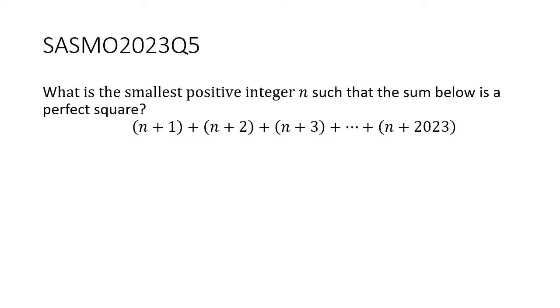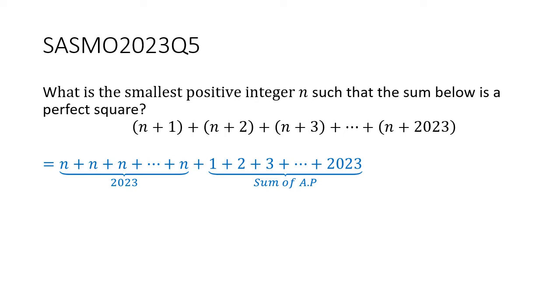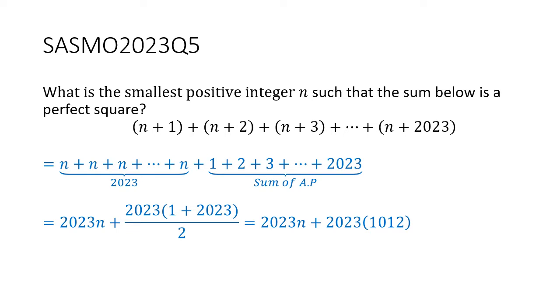Well, we can regroup this. What we actually have is 2023n plus the sum of the first 2023 natural numbers. And we can evaluate each of these parts. So the first part gives us 2023n. The second part is just 1 plus 2023 multiplied by 2023 divided by 2. This is your sum of AP formula. We can simplify this and factorize out a common factor of 2023, leaving us another factor, n plus 1012.